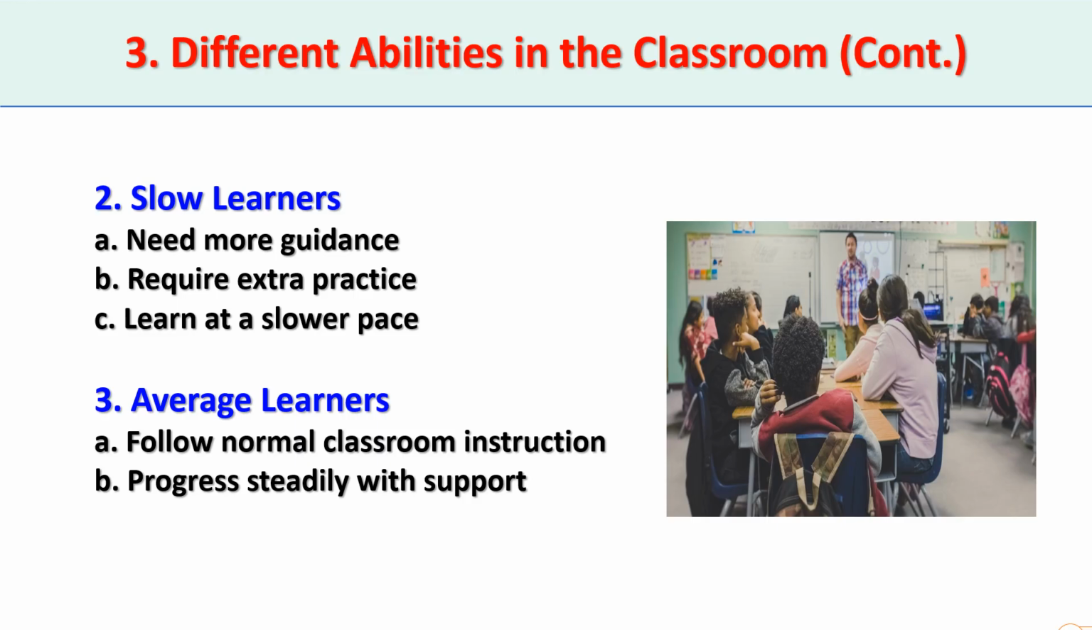Slow learner. So there are 3 points in A, B, C. Okay, the first is needing more guidance. A slow learner is a student who needs more time and support to understand new concepts and skills.